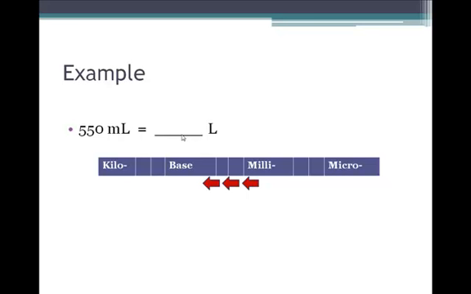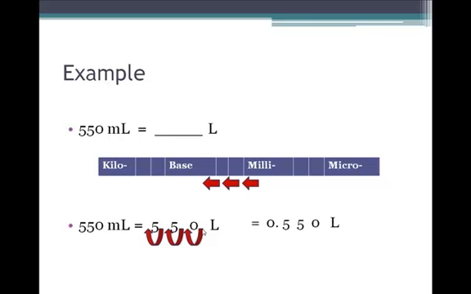So we imagine taking our numerical value 550, and identifying that our decimal place is right after the 0 in the 550, and then we move the decimal place 3 units to the left to get that smaller quantity, and so we get 0.550 liters, or just equivalent to 0.55 liters.